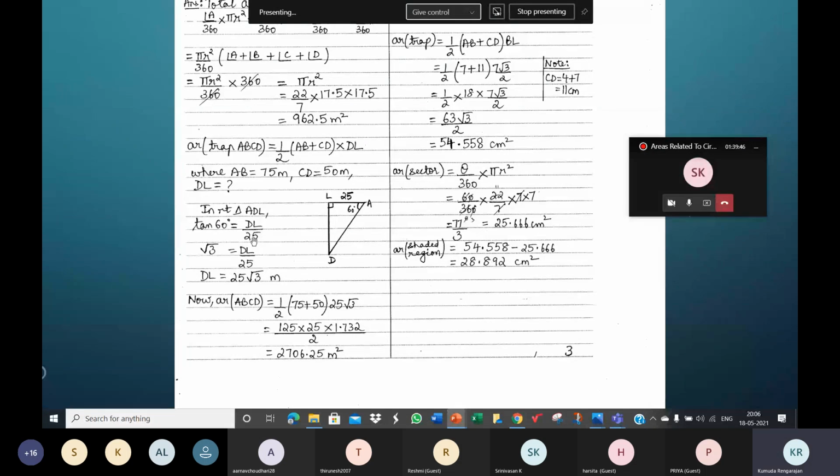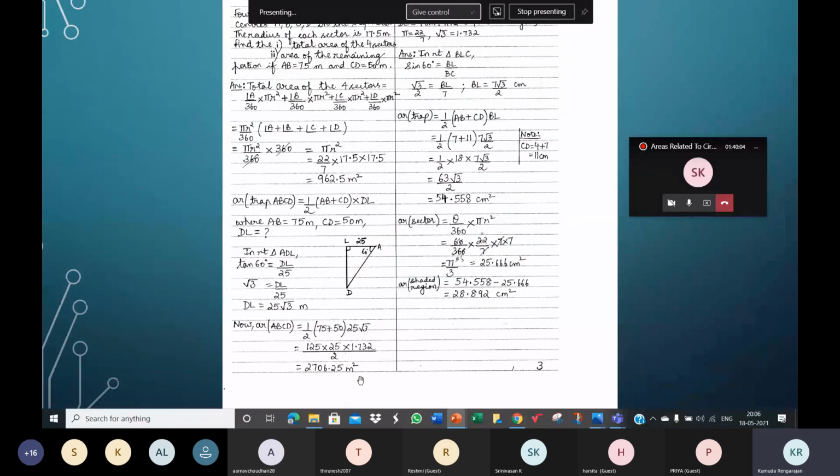So tan 60 is opposite by adjacent, tan 60 is root 3, opposite DL by adjacent 25. Cross multiply and find DL. So the length of DL is 25 root 3 meters. Now the area of the trapezium is half sum of parallel sides into distance between them, 25 root 3. Work that and find the area.